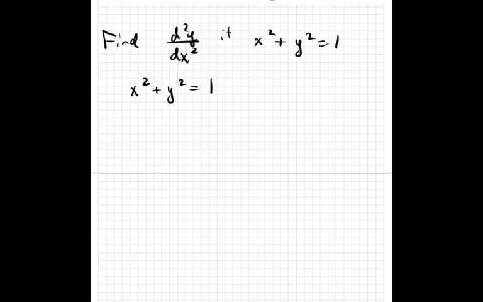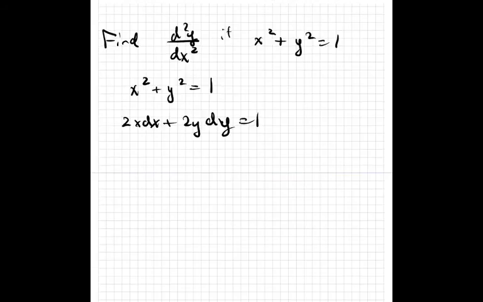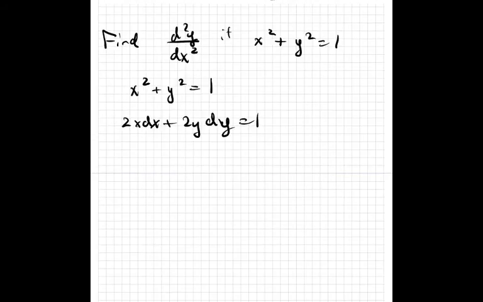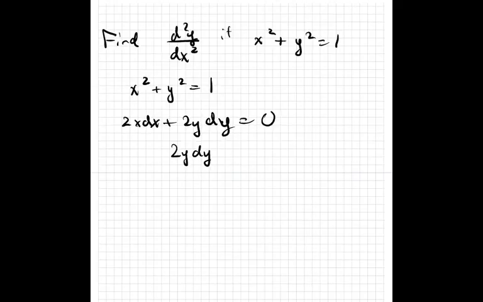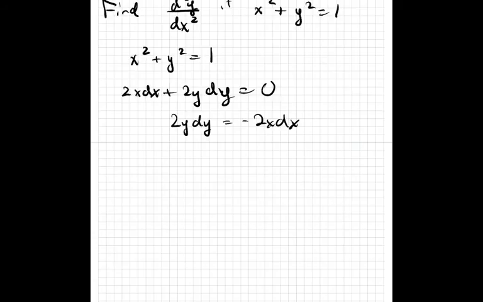then we're going to have 2x dx plus 2y dy equals 1. If we subtract and divide, let's just write it out. 2y dy, and the derivative of a constant is 0, equals a negative 2x dx. So then ultimately, dy by dx is going to be negative x by y, right?